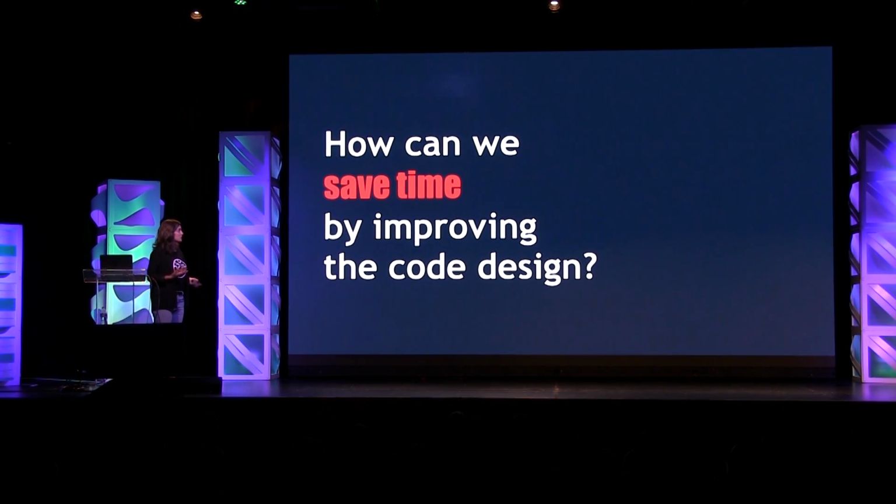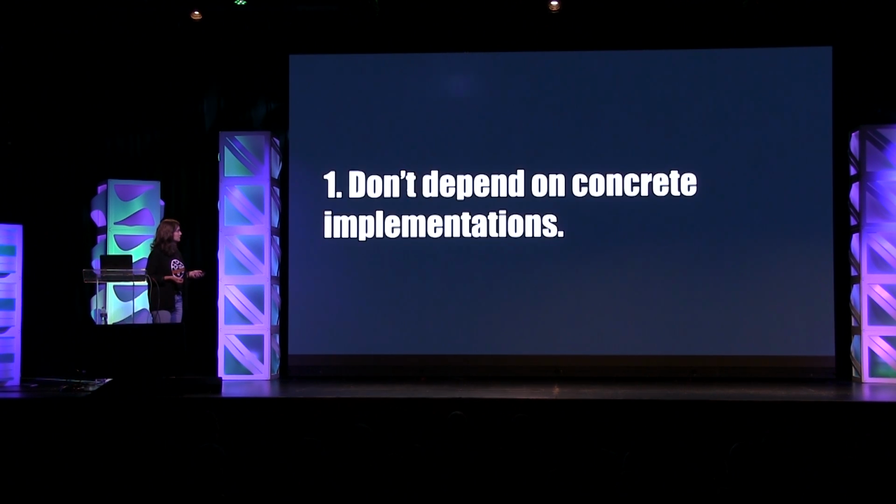So the question is, how can we save time by improving the design of the code? The first thing we can do is not to depend on concrete implementations. So over here, we depended very tightly on the CRM implementation. We knew how things were handled on their end and how the variables were accessed, and we used that inside our controller to basically create the logic around updating and displaying the profile information.